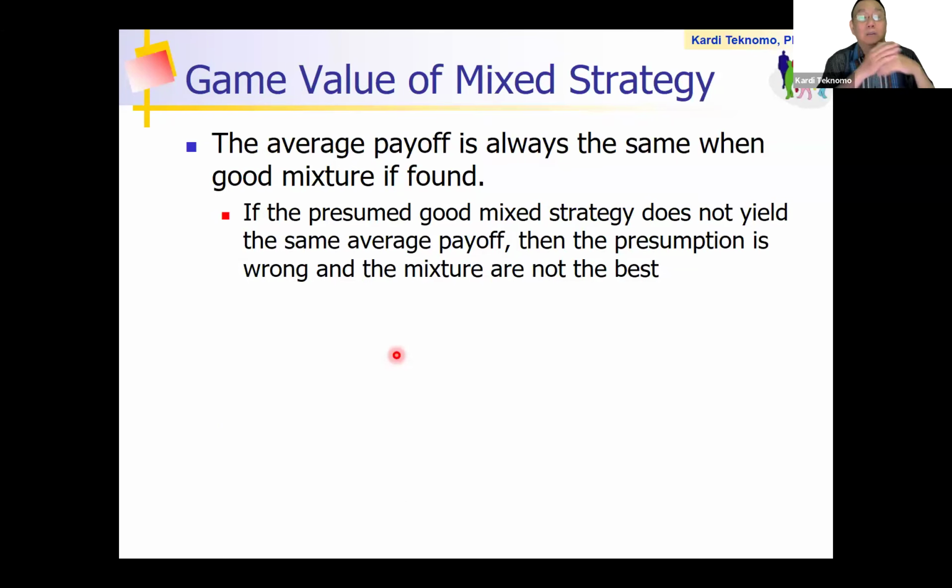So remember this: when you have a game of mixed strategy, the average payoff is always the same when you can find the good mixture. It is the probability of the alternative. So if you cannot find a good mixture, then you cannot get the correct answer of exactly the same.